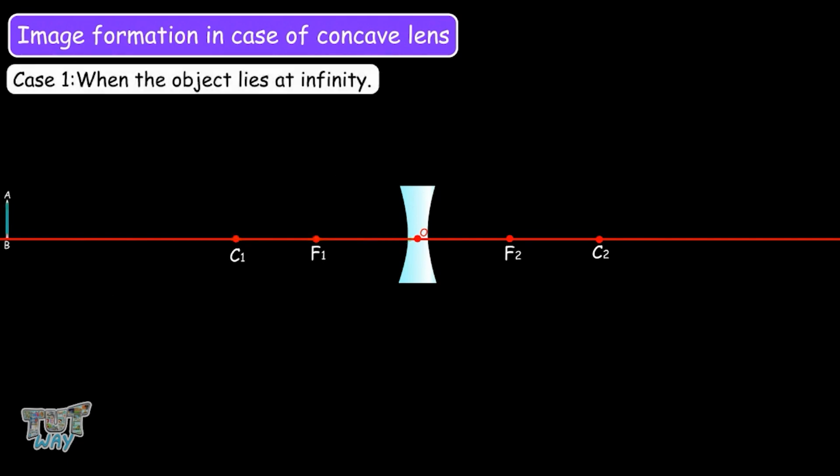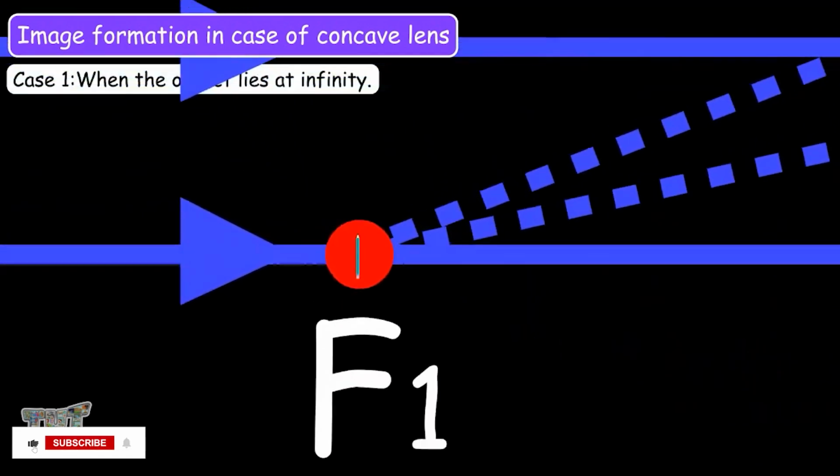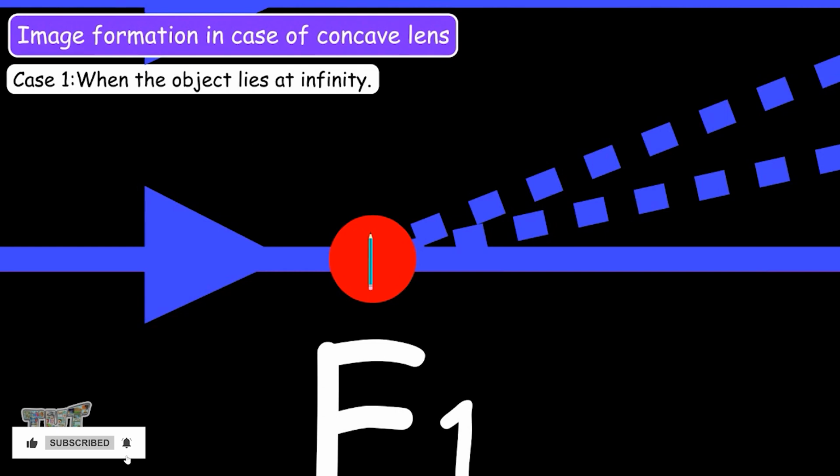Here is the first case. In this case, the image will be at infinity, or at a great distance from the center of curvature. So, the rays from the object AB will be parallel to the principal axis, and they will diverge along the directions OX and OY, and will appear to meet at F1. So, the image produced will be at F1, as the light rays do not meet but appear to meet at point F1, and the image formed will be highly diminished or point-sized, virtual, and upright.